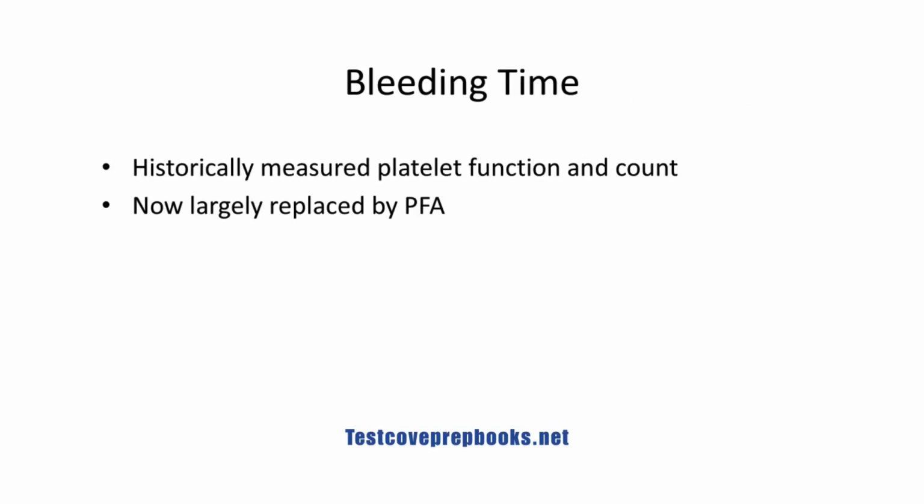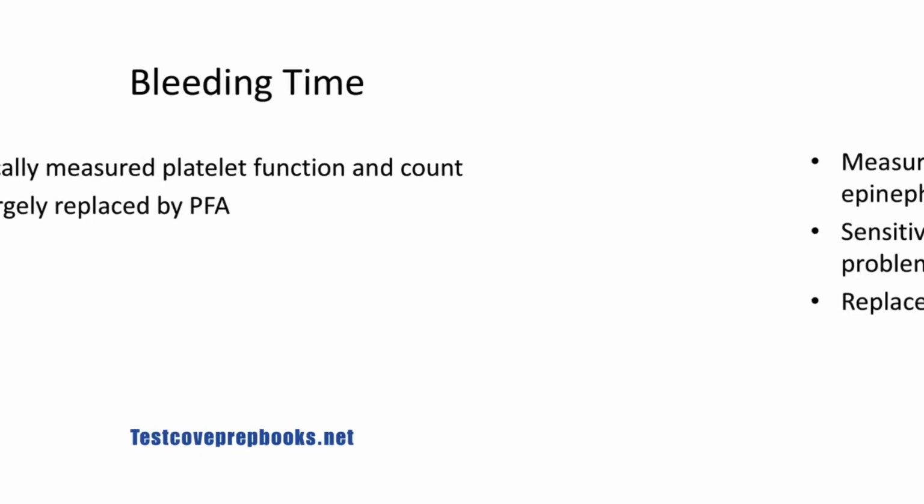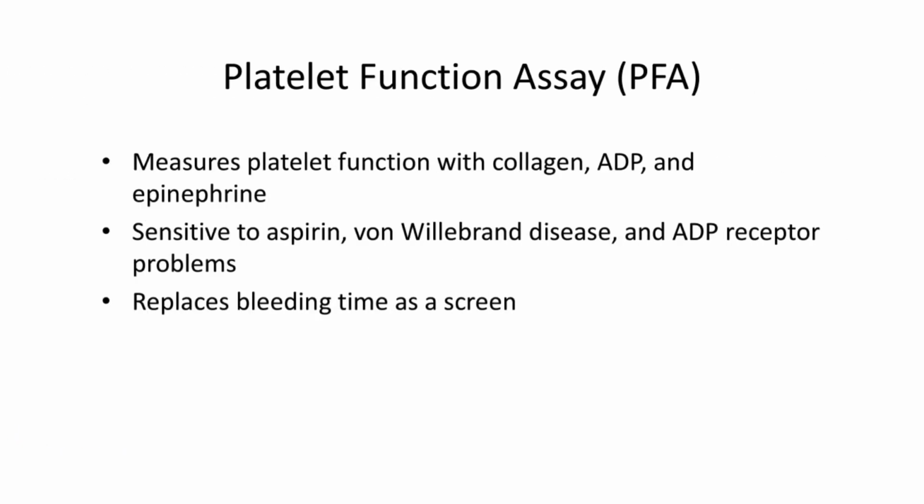Bleeding time was historically used to measure platelet function and platelet count, but it has largely been replaced by more reliable testing methods, particularly the PFA. The PFA test measures platelet function in response to collagen, ADP, and epinephrine. It is sensitive to aspirin use, to von Willebrand disease, and to ADP receptor abnormalities. It has largely replaced bleeding time as a platelet function screen.